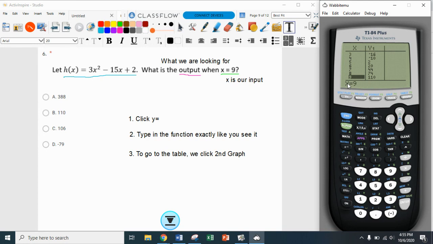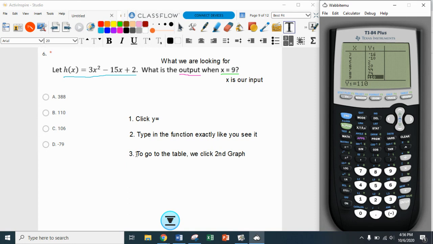My number 9, it tells me x equals 9. This left column is my input, my x value. So then look over here at the right column. What is the output or the y value when x equals 9? There we go. It's 110. So I've already got my answer for me. I'm going to make another note.